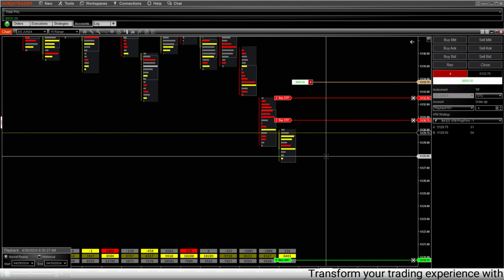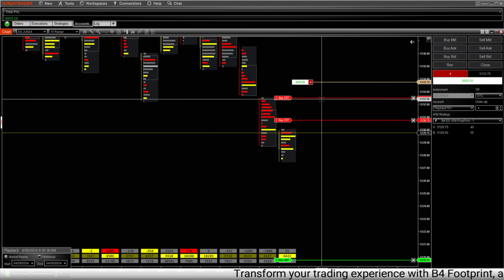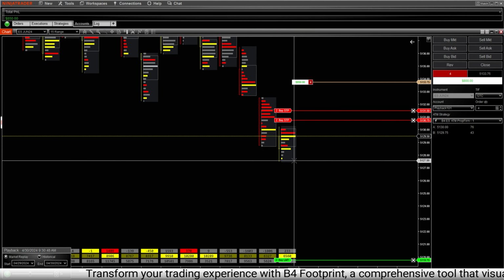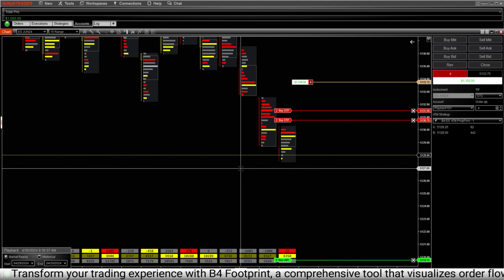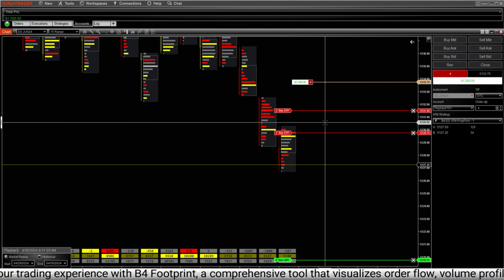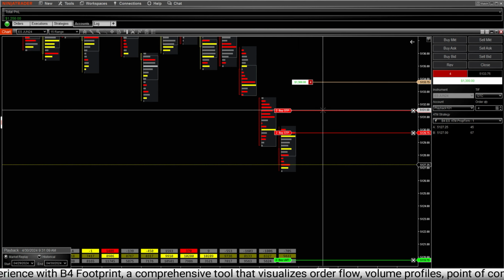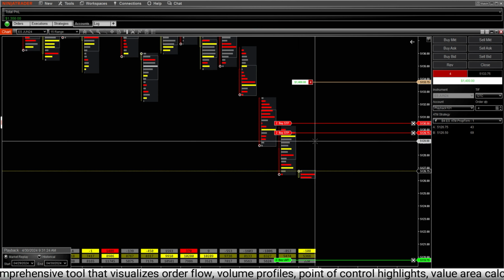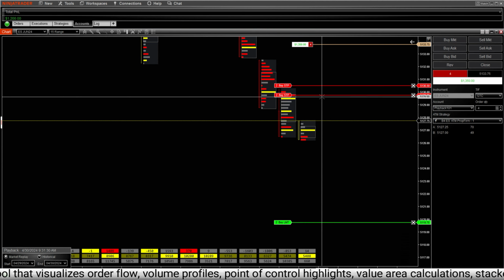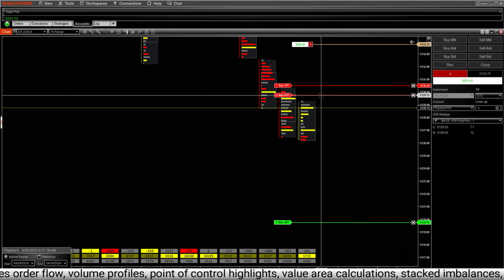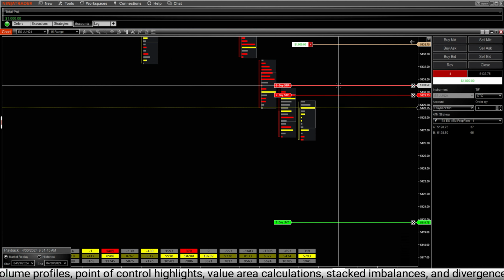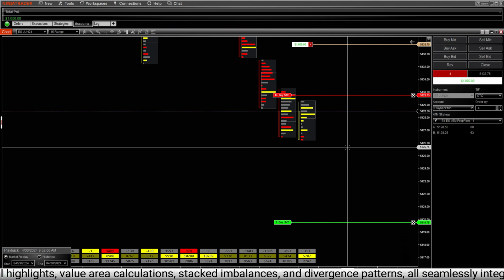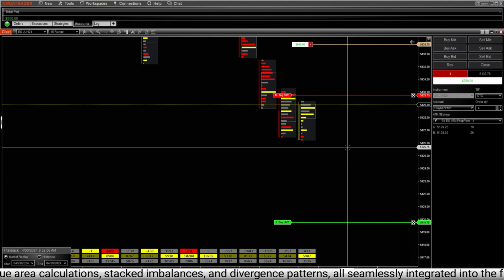footprint patterns right there. You'll see that those red levels, those are our imbalances there, bearish, and those yellow levels, those are our bullish imbalances. You'll see also within the candle, you'll see a value area. So you have a value area high, a value area low. Also within each candle, you'll see a point of control. That's very valuable information that we use to better use risk management here in our trade.